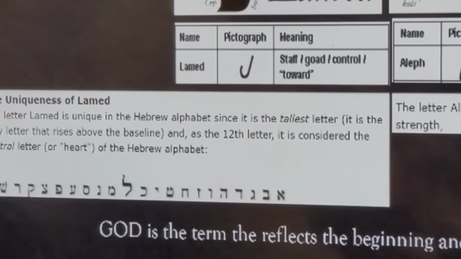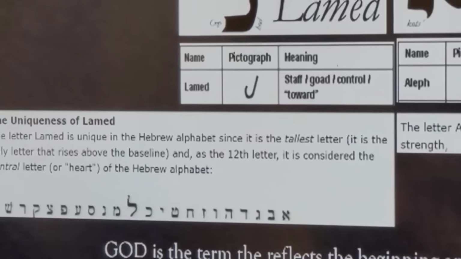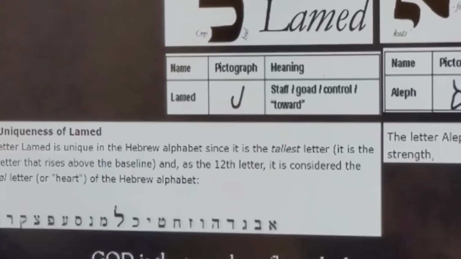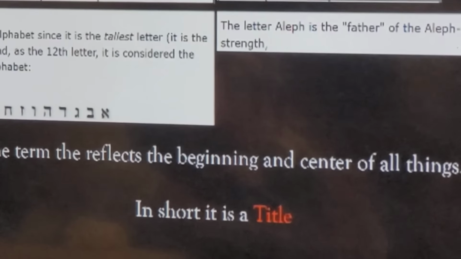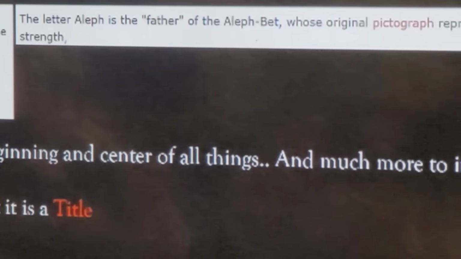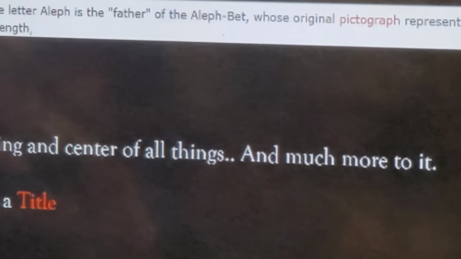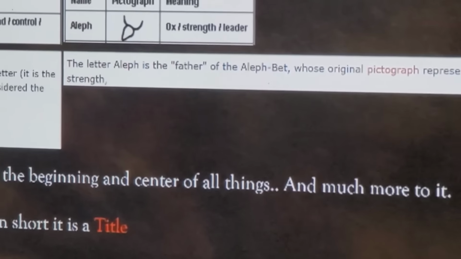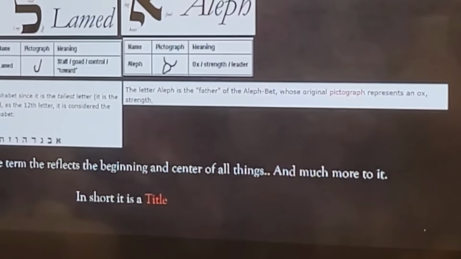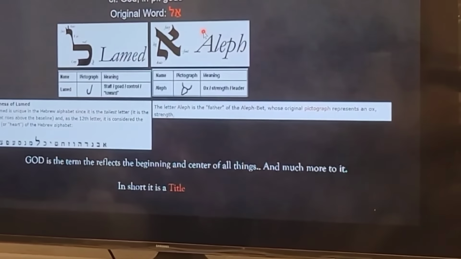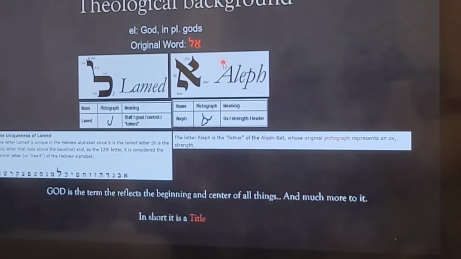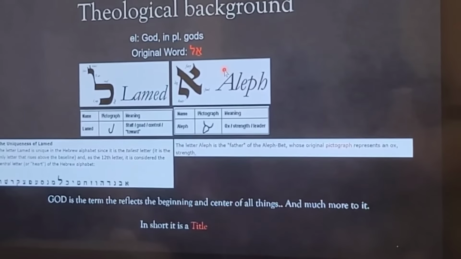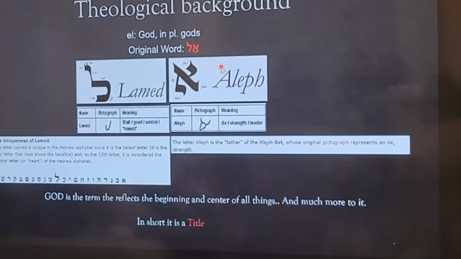That is how it is called El. So theologically, if you combine them, it says he is the center of everything and the head of everything. That is the meaning of God. So the word God, I'm not talking about the being. The word God is a title. You might be shocked. How can you say it is a title?